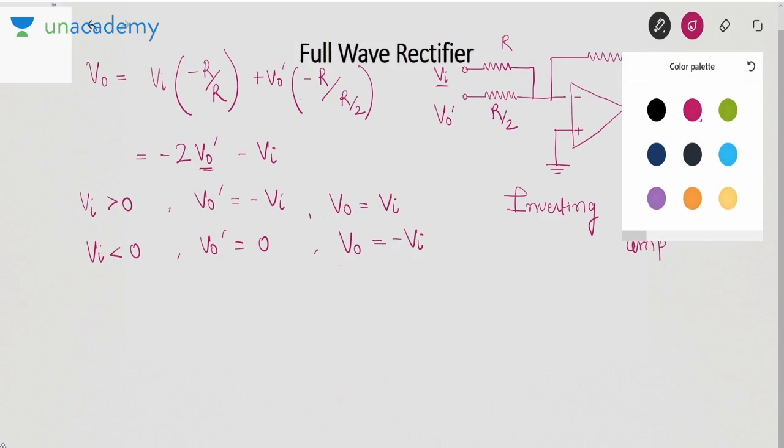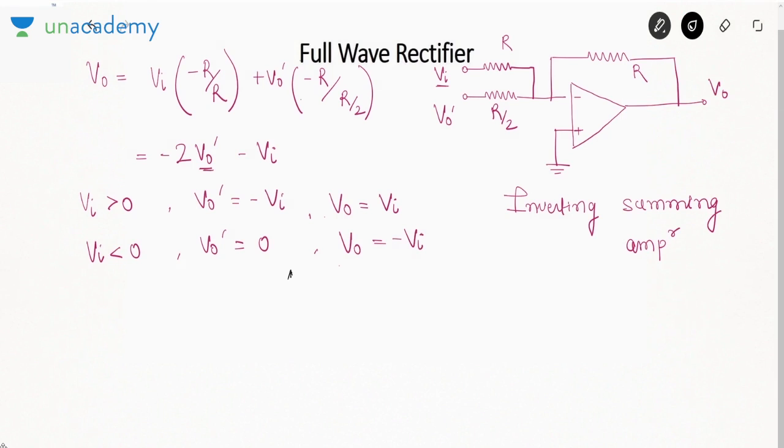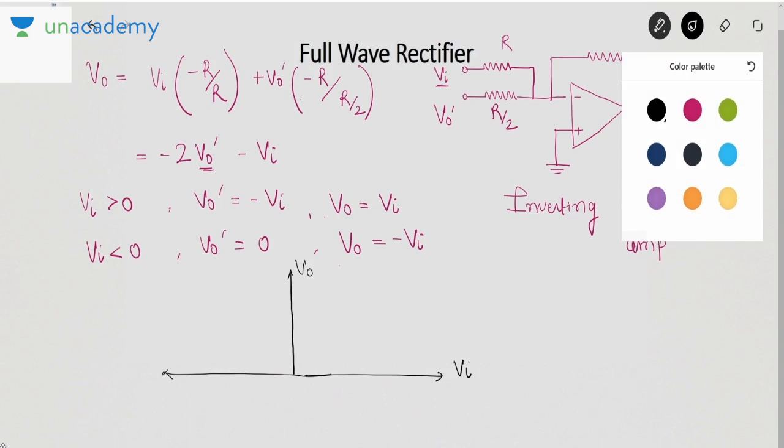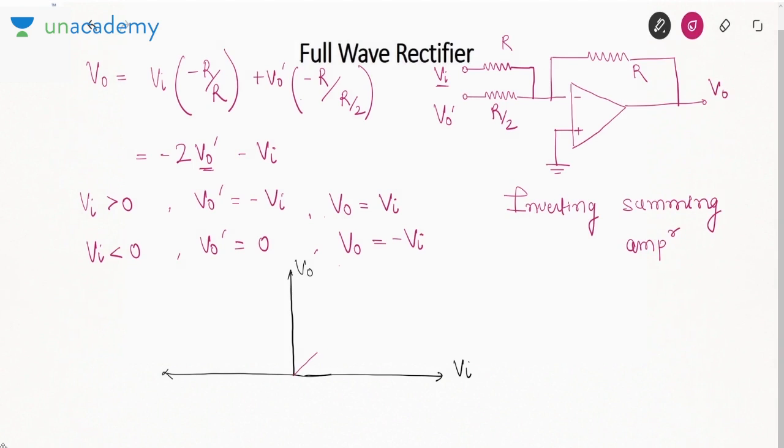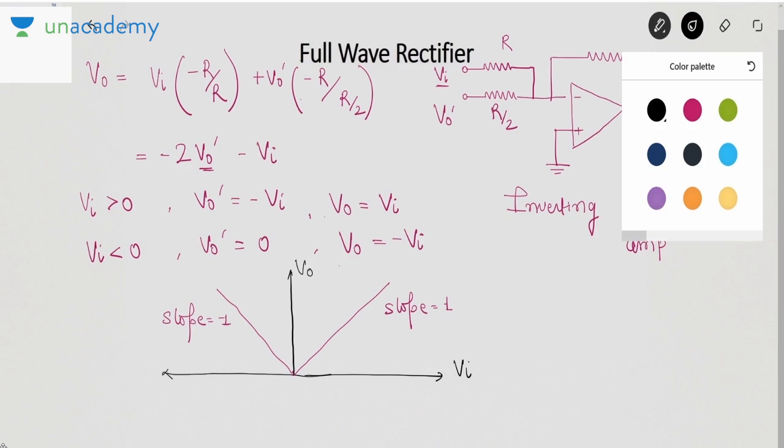So what I can do is draw the transfer characteristics. Okay. This is V naught, this is Vi. When Vi is greater than 0, V naught is Vi. So it will be a straight line of slope equal to 1. When Vi is less than 0, V naught is minus Vi. So it will also be a straight line of slope equal to minus 1. Okay. So that means it will act as a full wave rectifier.